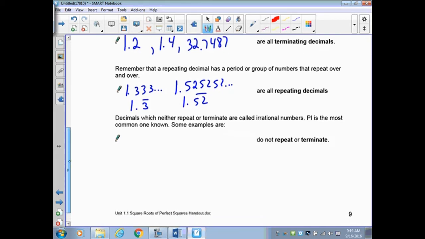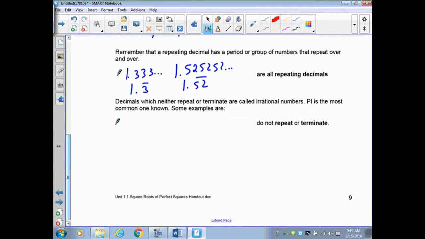Now, numbers or decimals which neither repeat nor terminate are called irrational numbers, and pi is probably the most common one that we know about, right? And sometimes with a calculator it's difficult to determine, so you've got to be careful and just look closely.